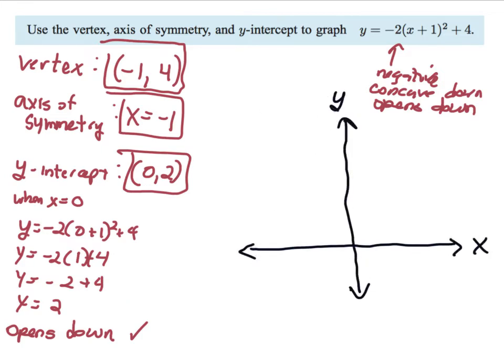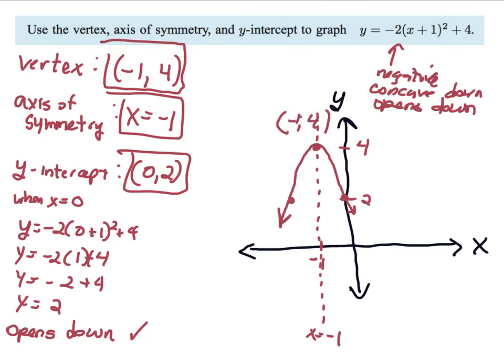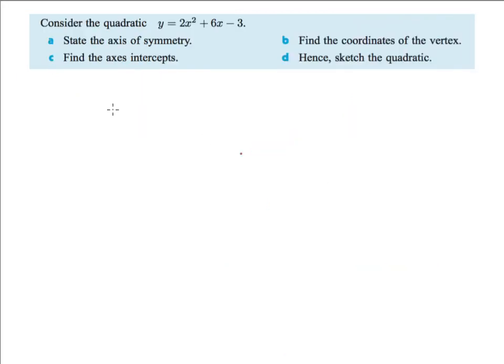So I'm going to plot my vertex and some key symmetry points. I'm going to start with my y-intercept, axis of symmetry. So here's my axis of symmetry, x equals -1. My vertex, my y-intercept, using that line of symmetry to get my third point, and then sketching the curve. Label my graph with my vertex, of course.